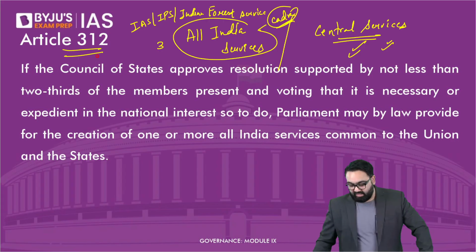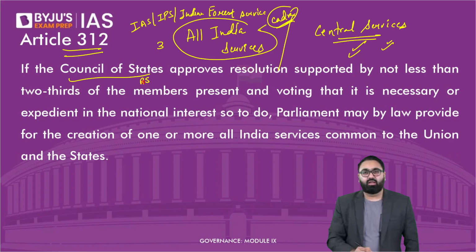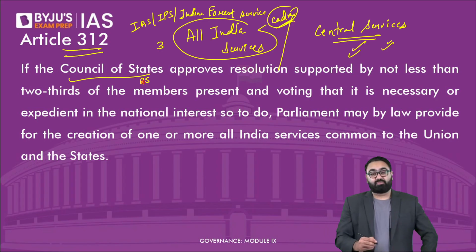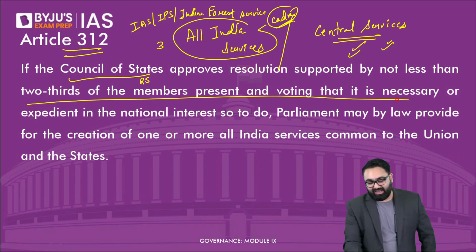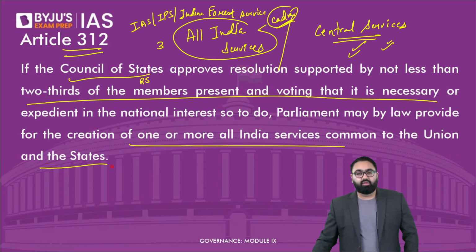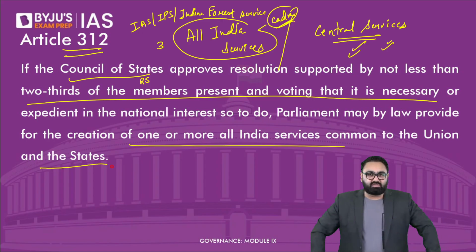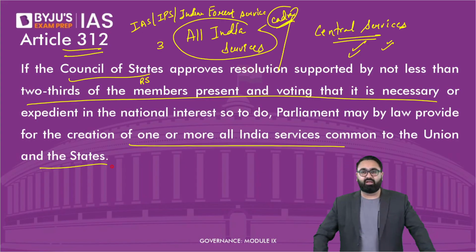Rajya Sabha, which is also called the Council of States, as you all know, has to approve a resolution by a special majority of two-thirds members present and voting, and that can lead to the creation of a new All India Service. Now, for this new All India Service, there has been an idea that we should have, let's say, an Indian Judicial Service, or an Indian Education Service, but that has not been done so far.